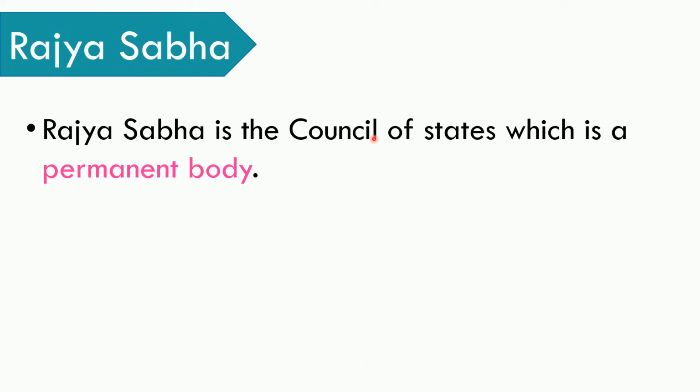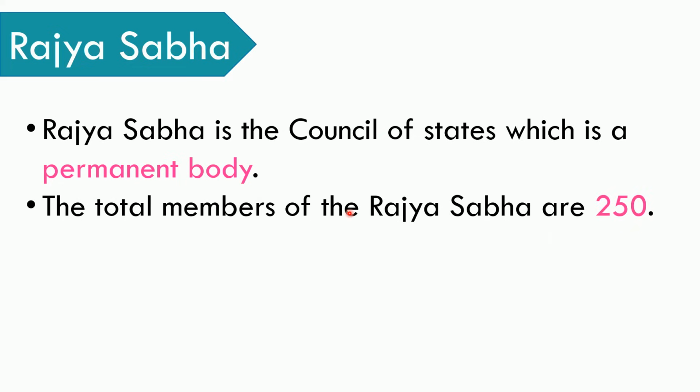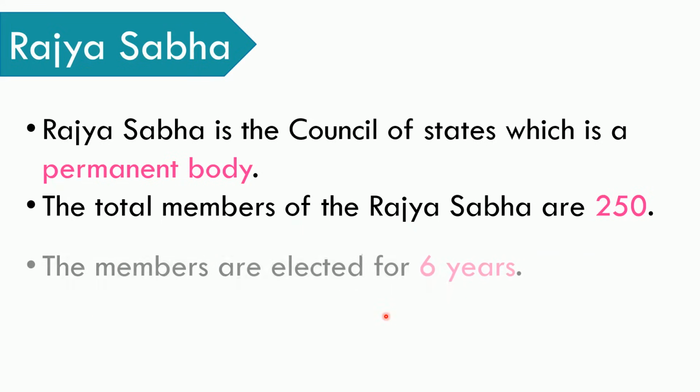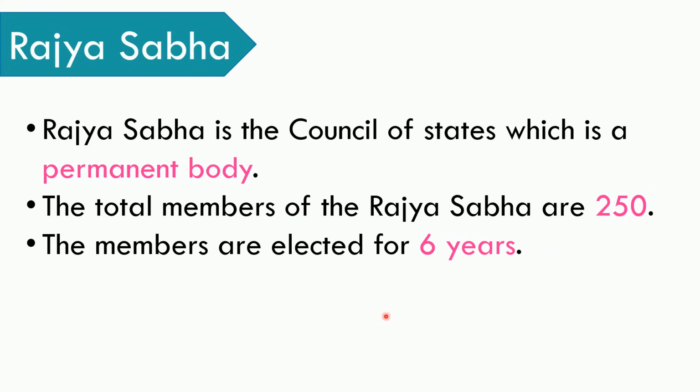Rajya Sabha. Rajya Sabha is the upper house of the parliament. It is also known as Council of States, which is a permanent body. The maximum strength of Rajya Sabha is 250 members, out of which 238 members represent state and union territory and 12 members are nominated by the President from the field of literature, science, commerce, arts, social service, etc. The members of Rajya Sabha are elected for a period of 6 years. However, one-third of its members retire in every 2 years.